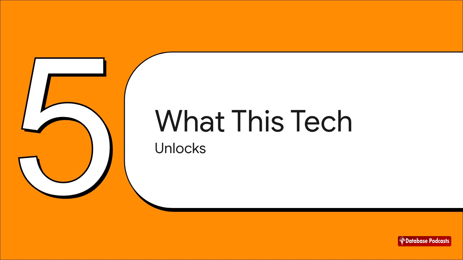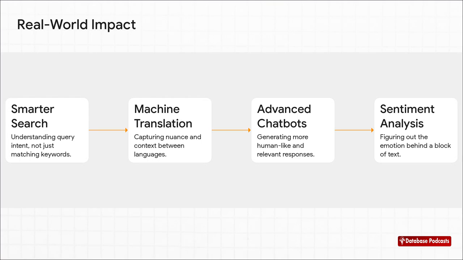Now, this isn't just some clever math trick. This is the bedrock technology that makes so many of the AI tools we use every single day even possible. I mean, this is the magic behind so much of our daily tech. It's why search engines can figure out what you mean to ask, not just the keywords you typed. It's what powers machine translation that actually gets the nuance right. It lets chatbots give you answers that make sense and feel human. And it's how a machine can read a product review and figure out if the person was happy or angry.